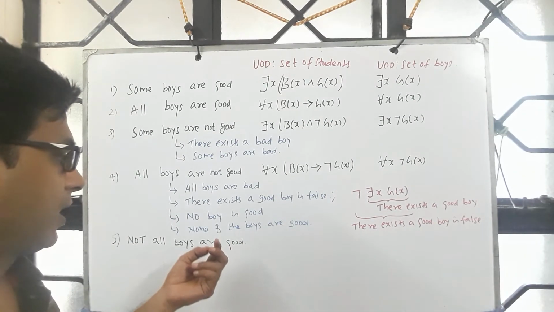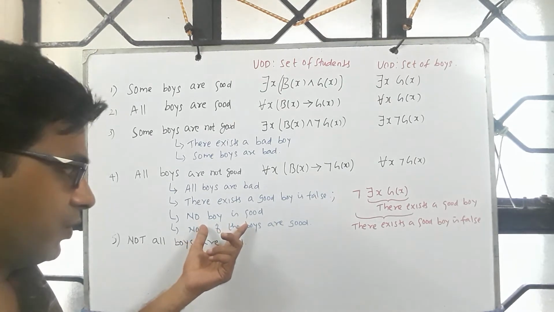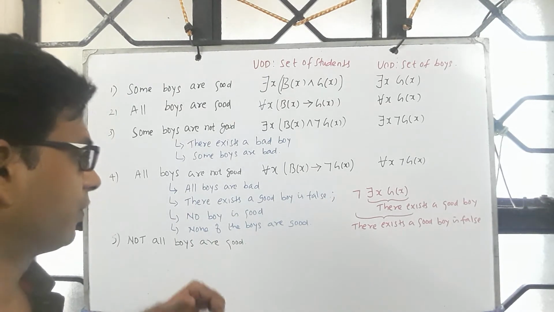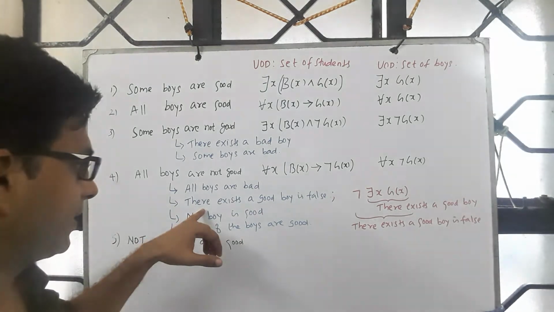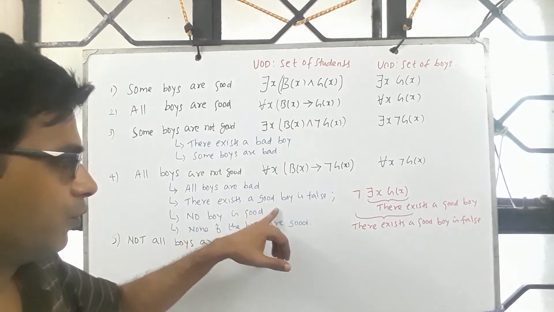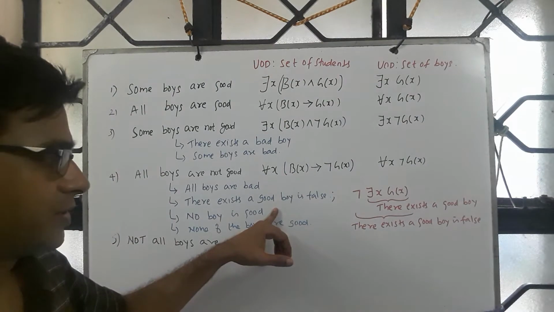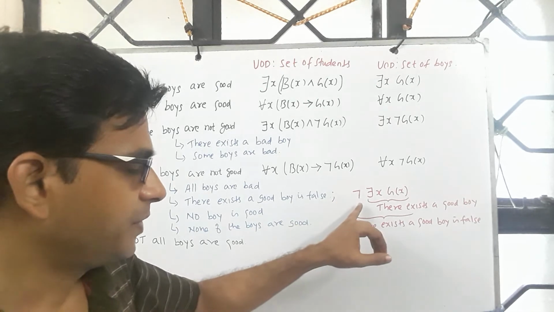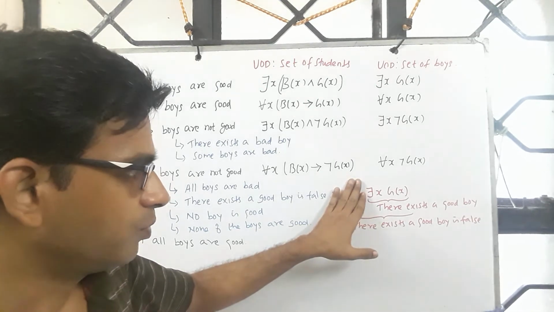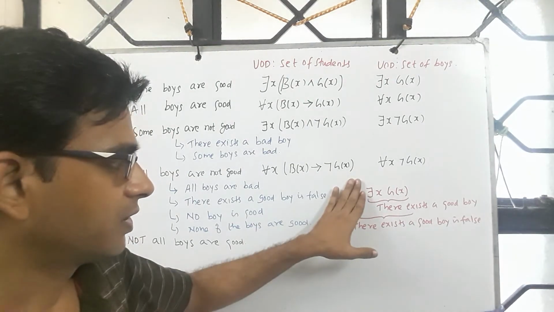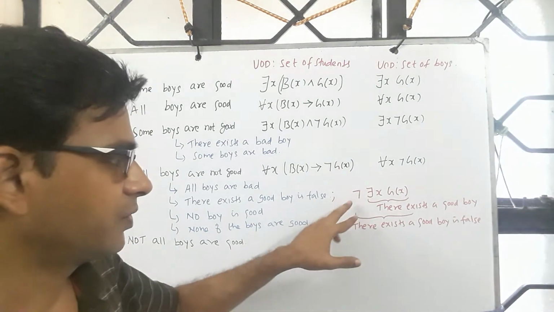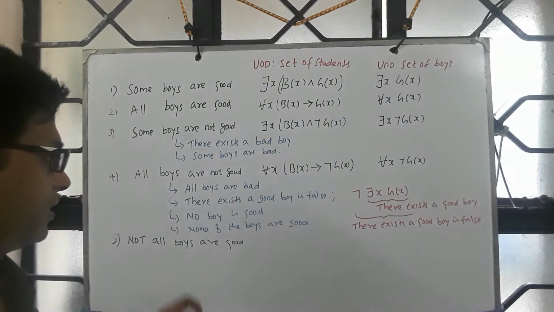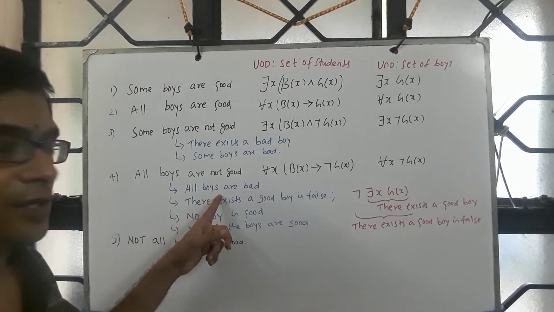And no boy is good, and so there exists a bad boy. But it conveys something more. See, let's look at this. There exists a good boy is false, which means there exists a good boy is there exists x g of x. That there exists a good boy is false, so negation of this. So there exists a good boy is false, which means all are bad.